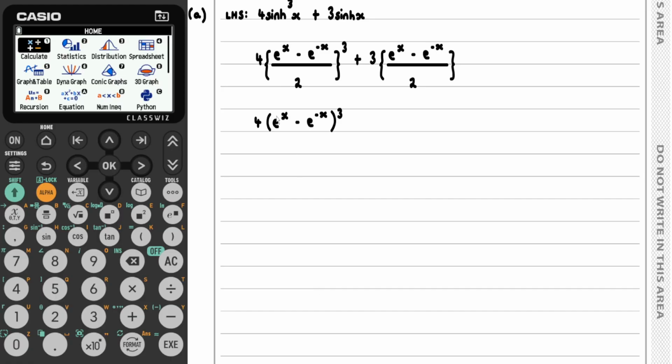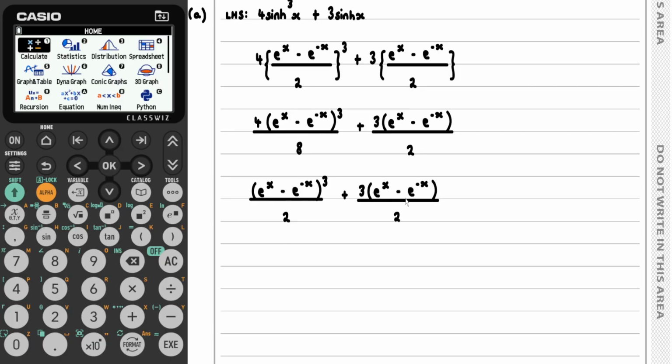So we have 4 multiplied by (e to the x subtract e to the negative x) cubed, and then we divide this by 2 cubed, which is 8, and then we add on to this 3 times (e to the x subtract e to the negative x) over 2, which is 3 times (e to the x subtract e to the negative x) over 2. And recognizing that 4 over 8 is 1/2, we would have (e to the x subtract e to the negative x) cubed over 2 plus 3 times (e to the x subtract e to the negative x) over 2.